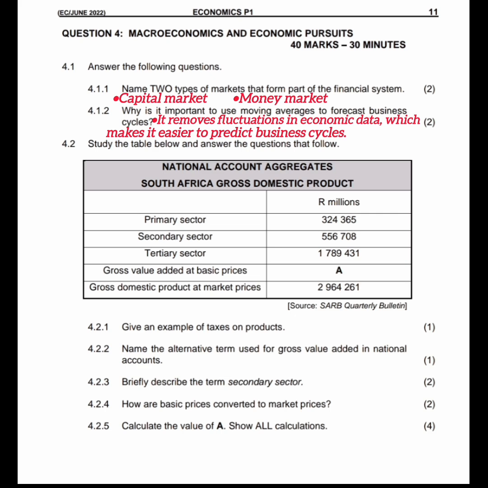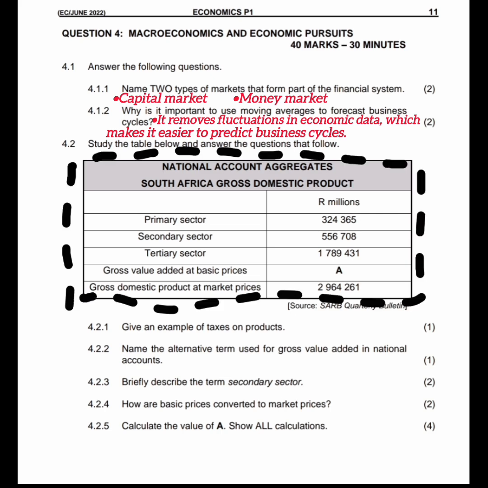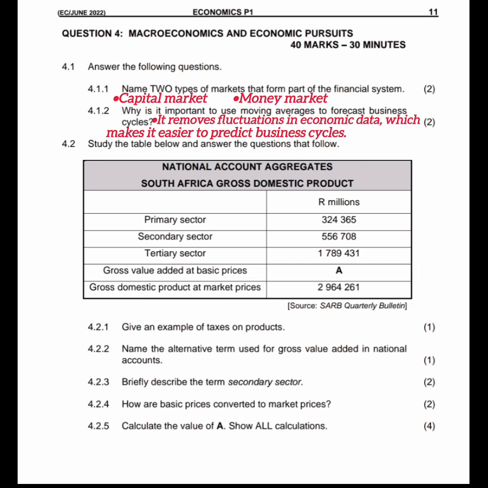So let's study our table. National account aggregates, South Africa gross domestic product. We have our primary sector, secondary sector, tertiary sector, and then we have our gross value added at basic prices, and then we have our gross domestic product at market prices. So as we read this table, we can see that they are calculating GDP using the production method. So let's go to our questions.